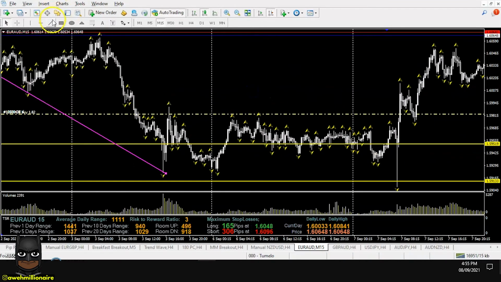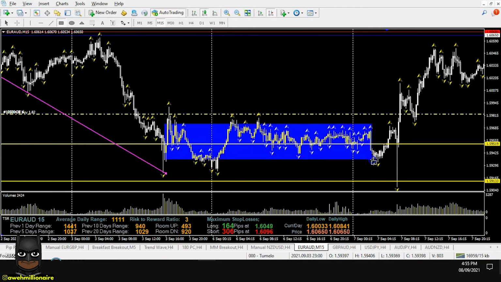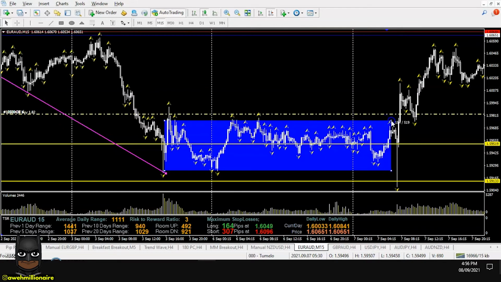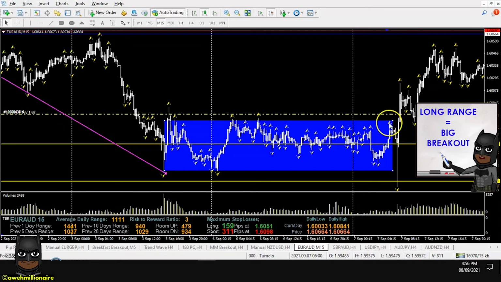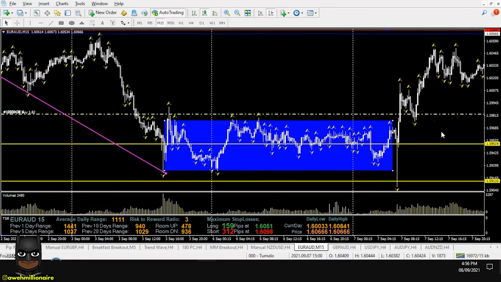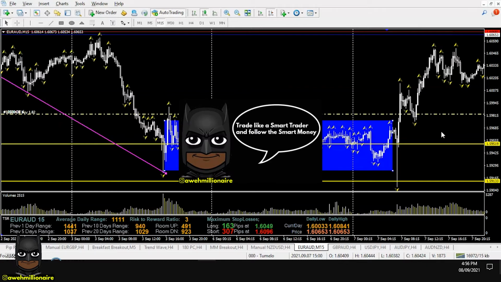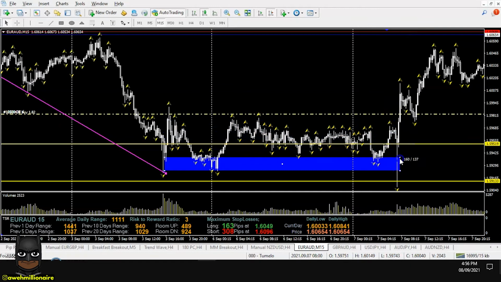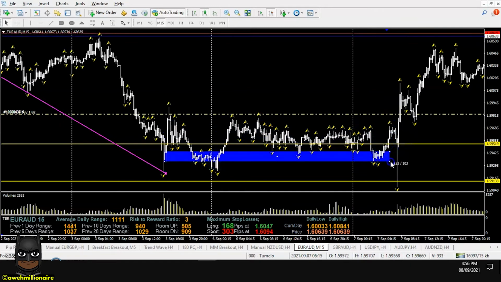So what we had here is price came down to test our demand level, and as price came down to test the demand level, we can see that it started to consolidate at this level and started to move in a range. And we know that whenever price starts to move in a range, the longer the range, the higher the probability there is of a breakout from this range. Now as a smart trader, when you trade with supply and demand and forex volume, then you have a higher probability of trading the breakout in the correct direction, because you are trading like a smart trader and following the smart money. So this was a classic setup over here, price consolidating at our demand level number 1, our first level of demand.